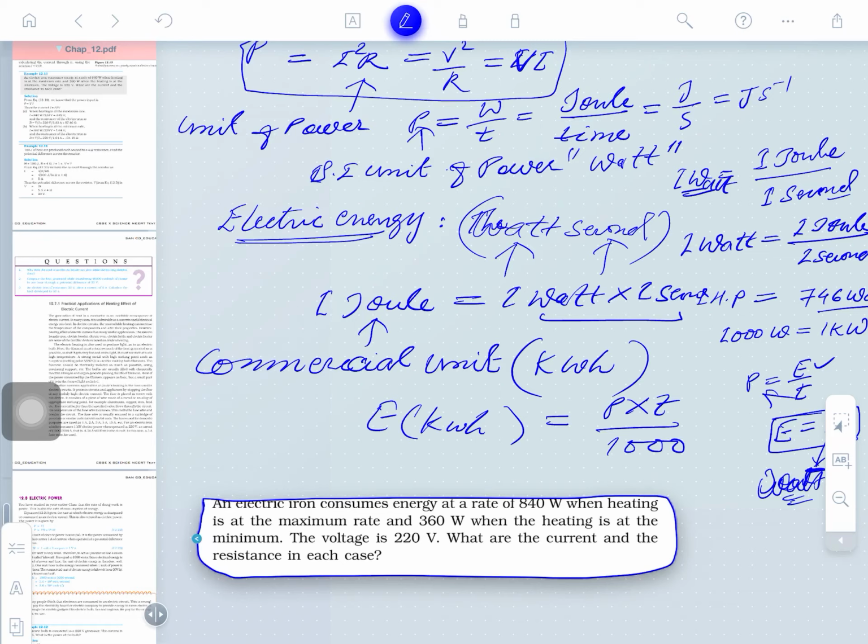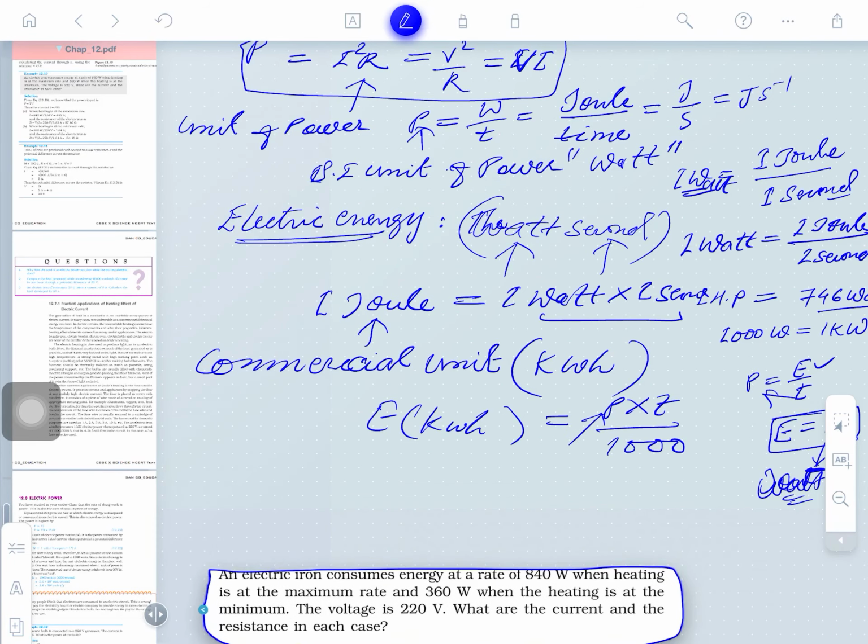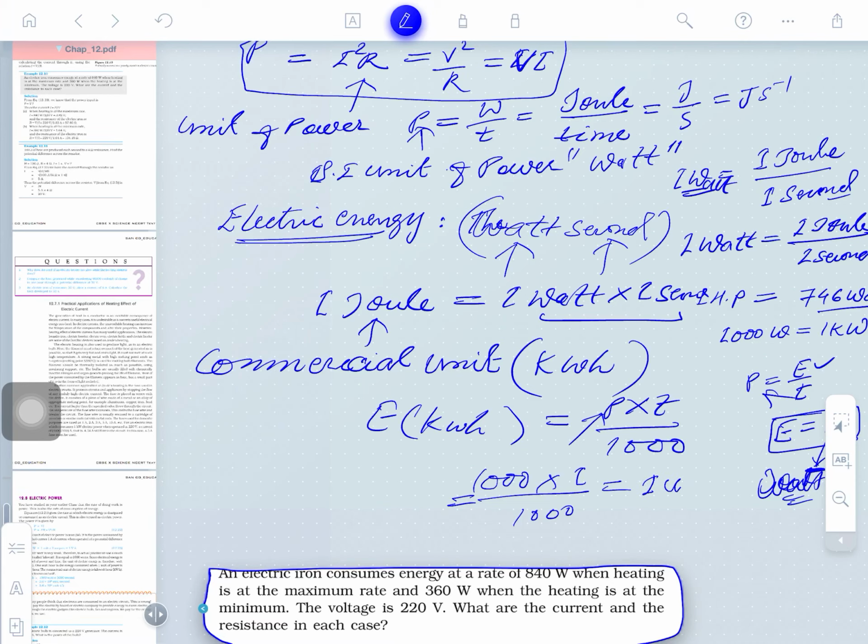It is used by the board of trade unit to calculate electric energy consumption. Sometimes it is called 1 unit. So, how can you define 1 unit? Suppose it is 1000 watt, so 1000 into 1 divided by 1000. So here it will be 1, it is called 1 unit or also called 1 kilowatt hour.